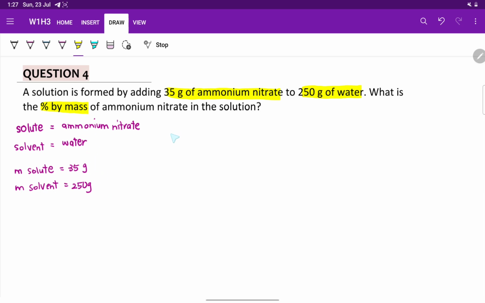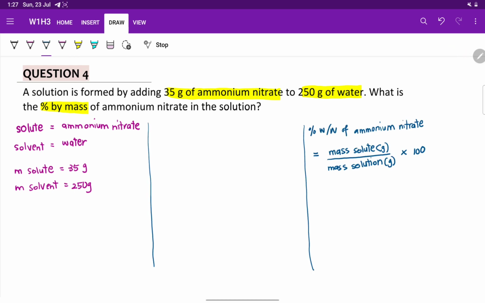So, now, we write the equation for percentage by mass. So, over here, percentage by mass for ammonium nitrate will be the mass of solute in gram over mass of solution also in gram times 100. So, we look back at the information we have to use the equation here. So, mass of solute, we already have here, it's 35 gram. Okay, so I write it here, 35.